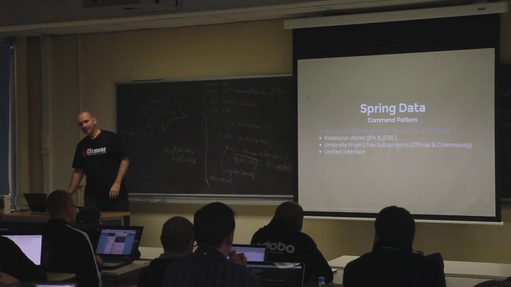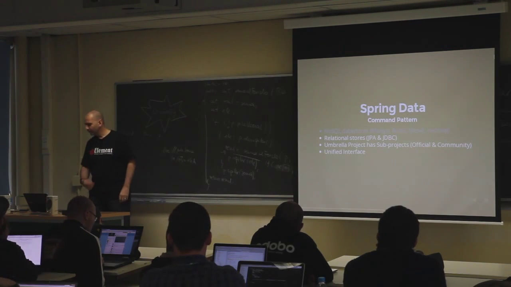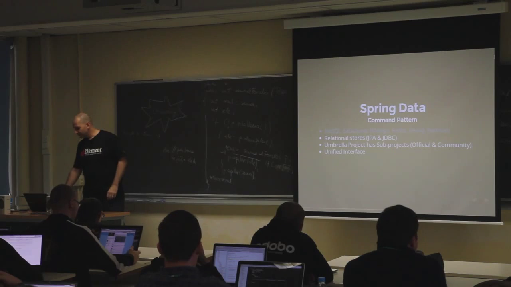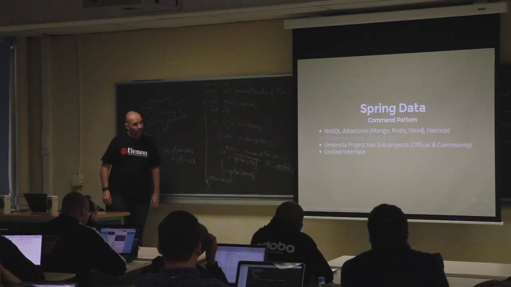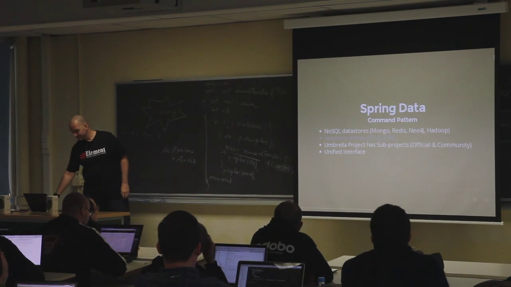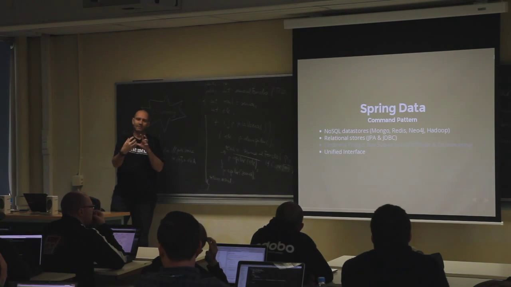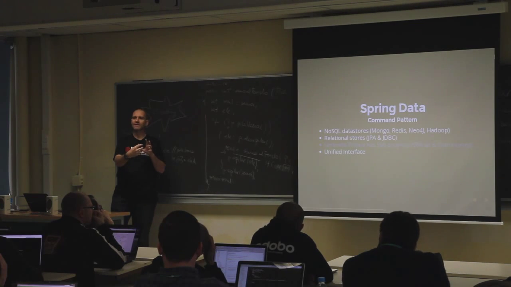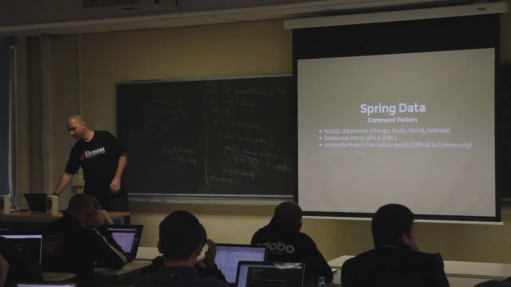So it helps us speak to NoSQL data stores. You can plug in Mongo or Redis, Neo4j, Hadoop, there's a whole bunch of them. And these days you can also plug in relational data stores. So it's very easy to use it with JDBC and JPA. It forms an umbrella project, so each sub-project, each repository that we integrate with, like Mongo for instance, has its own project. And these projects all fall under the Spring Data umbrella project.